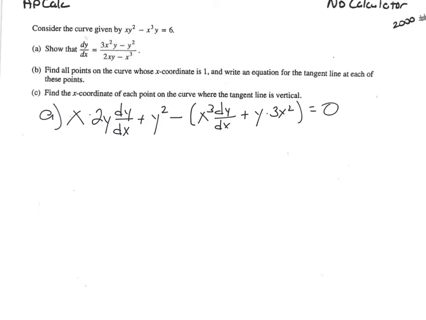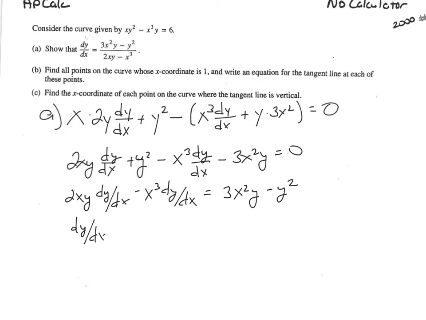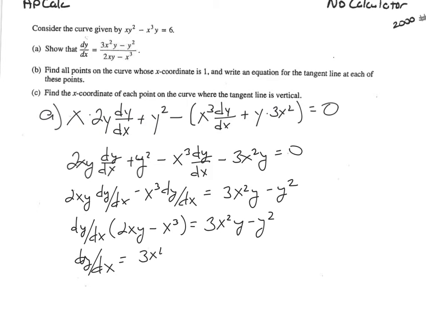All right, I'll distribute my negative. So I've got 2xy and now minus 3x squared y. So I'll put every term with a dy dx on the left, and all other terms to the other side. So we'll have 3x squared y minus y squared. So dy dx equals 3x squared y minus y squared over 2xy minus x cubed, which is good because that's exactly what we set out to show the derivative is.